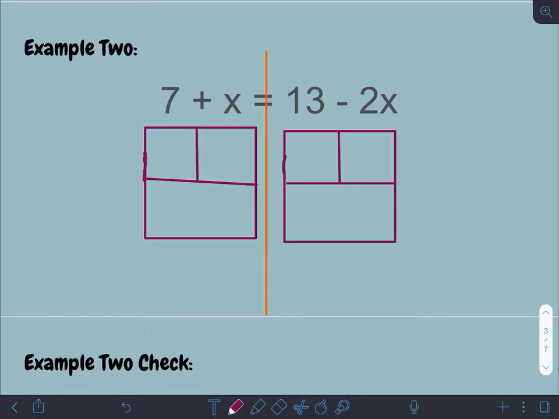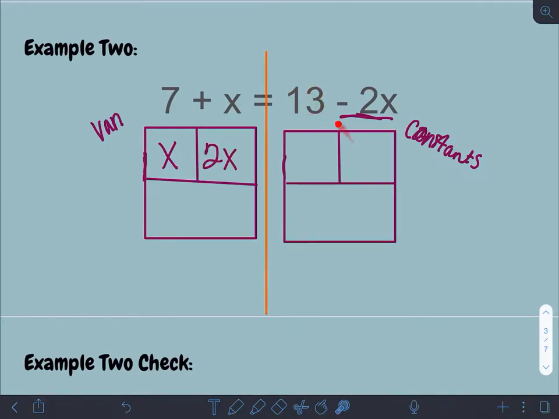So I have my boxes set up now. I'm going to have my variables over here and my constants over here. So I'm going to bring my x down to right here. I'm not having to cross over the equal sign to bring it down, so I just bring down my x. I have this negative 2x over here. I'm going to bring it to the other side. So because I have a negative 2x and I'm coming to the other side, it makes it a positive 2x.